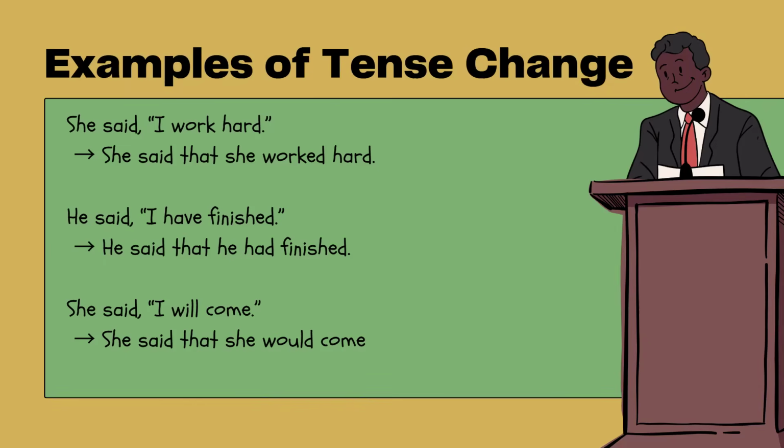Next example, he said, "I have finished." Again, "I have finished" is in present tense, so I will be converting it into past tense. He said that he had finished. And finally, she said, "I will come," which has "will" as the verb that will be converted into the past form "would." She said that she would come.